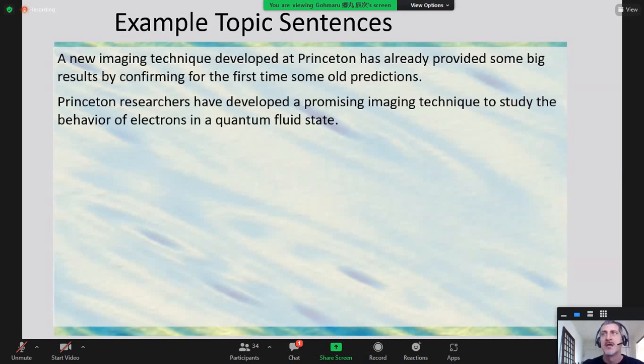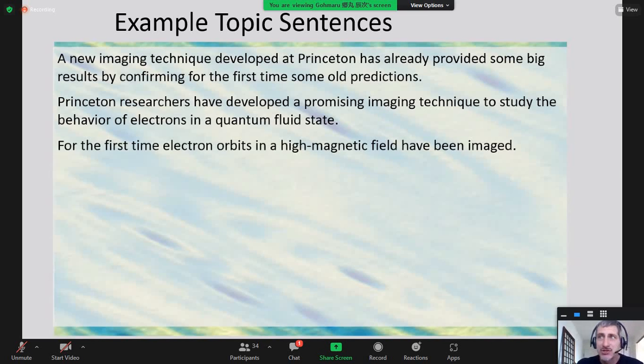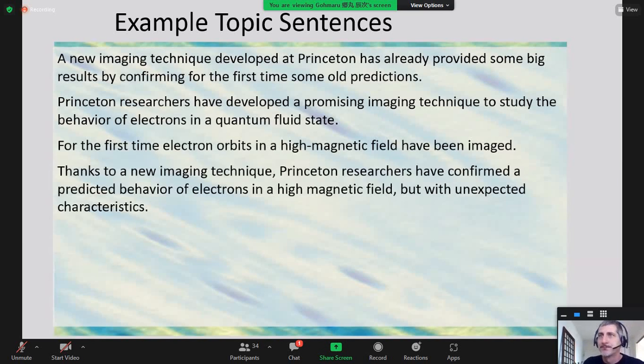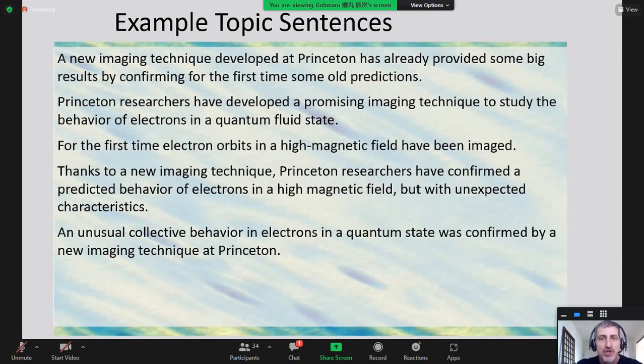Another one that could be good. Princeton researchers have developed a promising imaging technique to study the behavior of electrons in a quantum fluid state. Okay. For the first time, electron orbits in a high magnetic field have been imaged. That's possible. Thanks to a new imaging technique, Princeton researchers have confirmed a predicted behavior of electrons in a high magnetic field, but with unexpected characteristics. An unusual collective behavior in electrons in a quantum state was confirmed by a new imaging technique at Princeton.